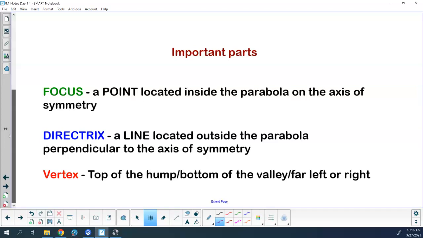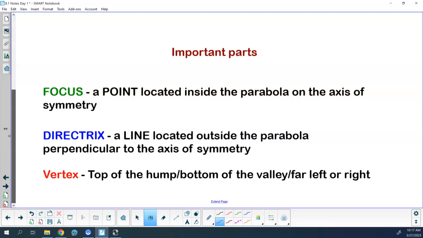The directrix is a line. It is located outside the parabola. Your directrix should never be inside your parabola. Your parabola should never cross your directrix. Okay? It's kind of like two opposite polarity magnets when you try and stick them together, and then it repels. That's what the directrix is to the parabola.